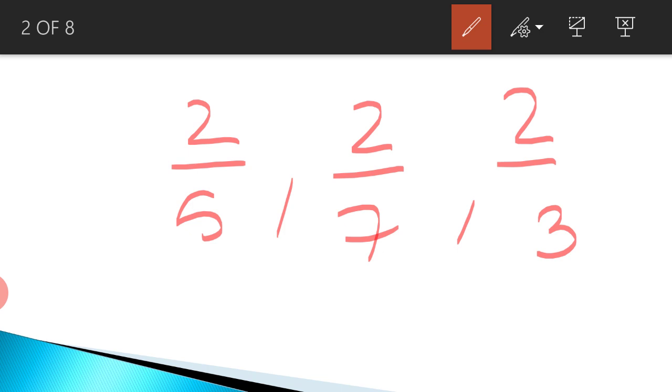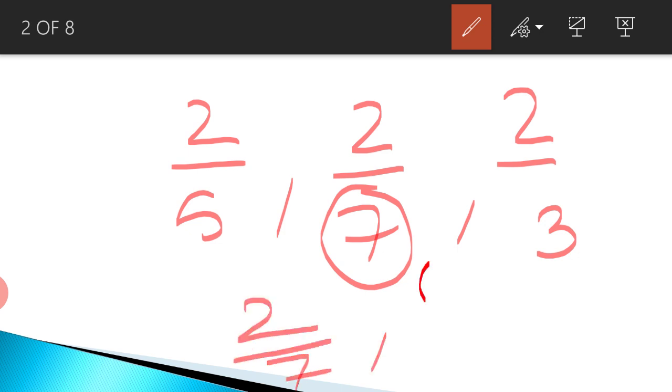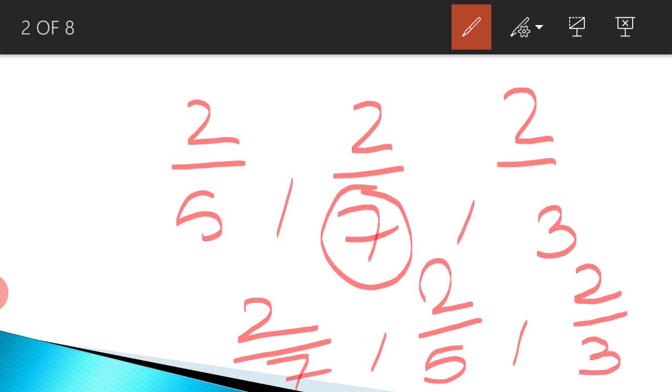So greater is the denominator, smaller will be the fraction. That means 2 by 7 will be the smallest one. Then 2 by 5 will be the next bigger one. And then which one will be the biggest? It will be 2 by 3.